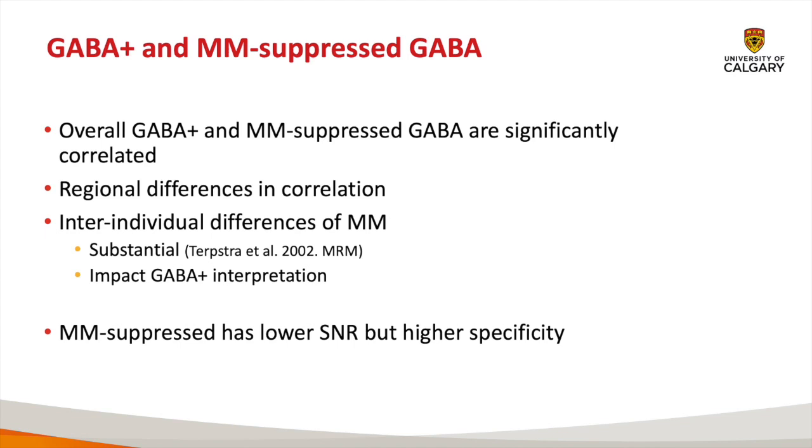I am an advocate, I guess I would say, for suppressed data, but I do want to acknowledge that it does come with its limitations. It does have much lower signal to noise ratio because that peak is smaller. It is a little bit more difficult to do. The experiments themselves are a bit more unstable, but it comes with the benefit of having much higher specificity.